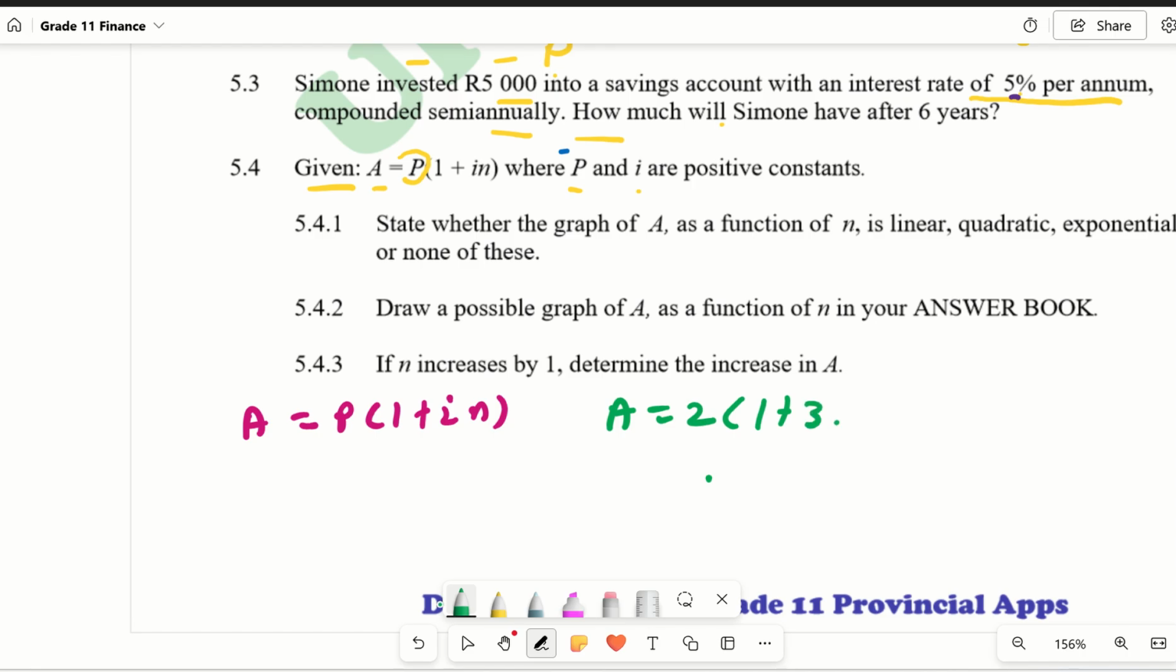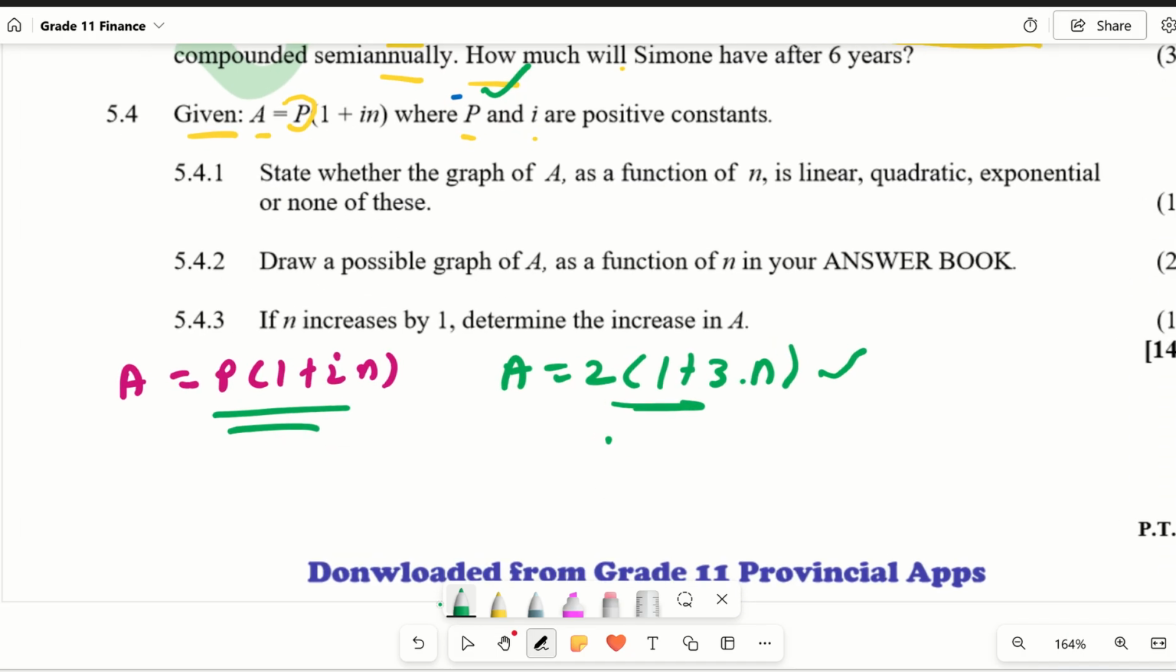We have something like this. I'm just making this easy. Okay, so this is the original expression that they're referring to, but we're just going to have this on the side as a reference point. The first question says: state whether A, as a function of n, is linear, quadratic, exponential, or none of these.